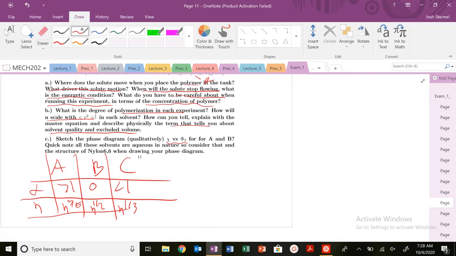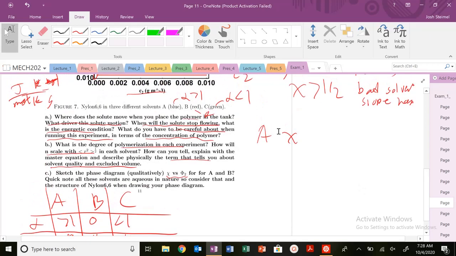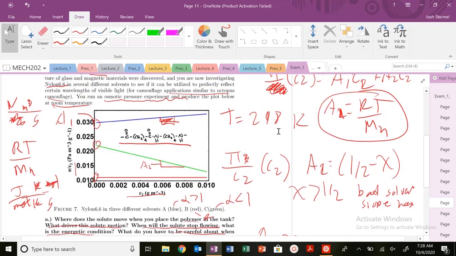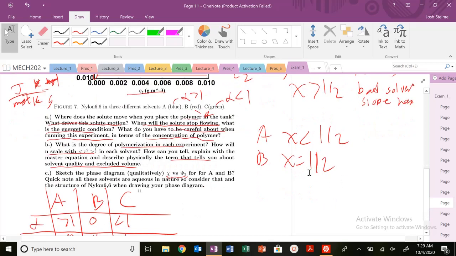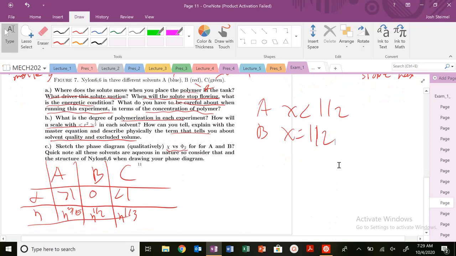So for A and B, I know that for A, my chi is in what type of solvent? A is my blue, my slope was positive, so I know that chi is less than half, and for B, my chi is equal to 1/2. So if my chi is less than 1/2, for A, whatever the solvent that we're in, it wants to mix. So I know that my chi curve as a function of my phi2, again, I'm mixing with a polymer solvent, so x1 is not equal to x2.